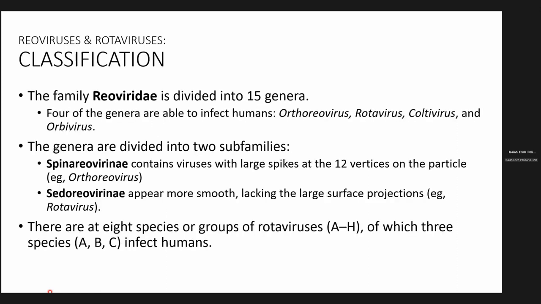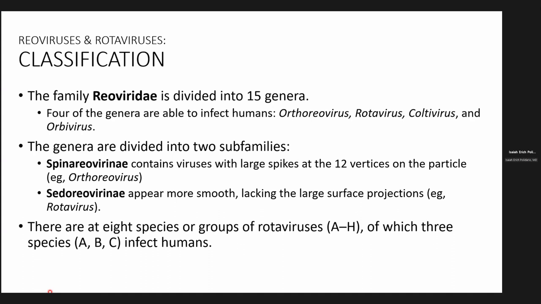For its classification, Reoviridae is divided into 15 genera, wherein four of the genera are able to infect humans. So we have Orthoreo, Rota, Orbi, and Coltivirus. The family is also divided into two subfamilies, namely Spinareoviridae and Sedoreoviridae. Spinareoviridae contains the viruses with large spikes at the 12 vertices of the particle, like the Orthoreovirus, while Sedoreoviridae appear more smooth and lack the large surface projections compared to the Spinareoviruses. So we have rotavirus as a prime example.